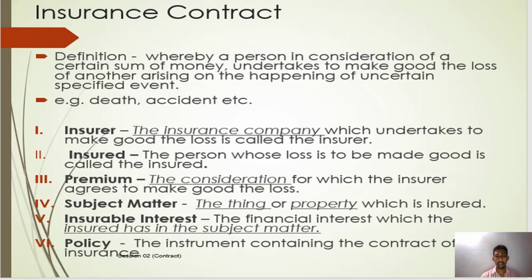And finally, there should be a policy which records all the details about the contract. So these are the main elements that we see in an insurance contract.